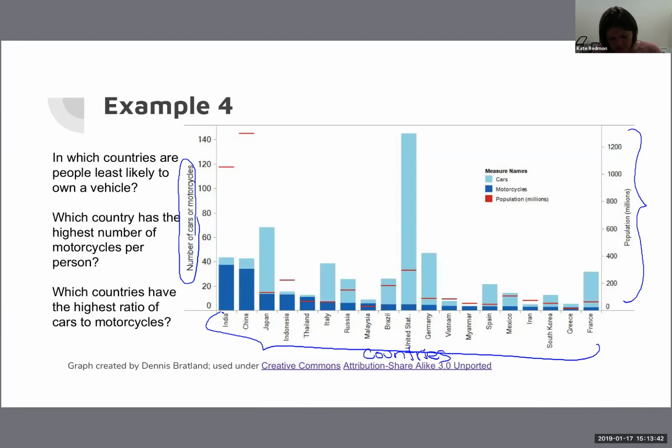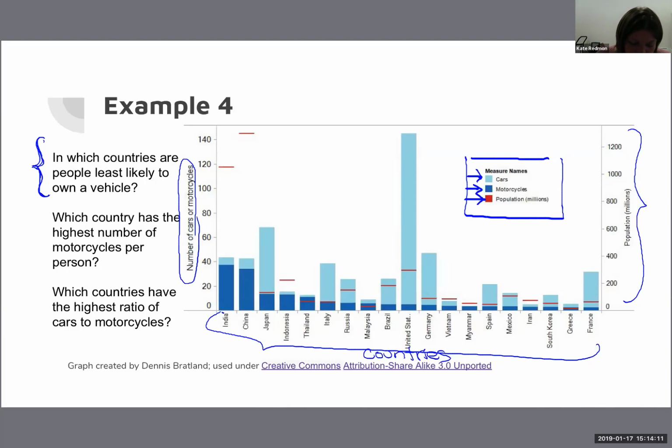Okay, so if you look here, you can also see some colors on our graph. I have cars, motorcycle, and that population's in millions. So the light blue represents cars, the dark blue represents motorcycles, and the red represents population in millions. Okay, now let's take a look at our questions. This is what I expect on the GED, more reasoning type questions with these bar graphs. Can be really confusing. So let's take a look.